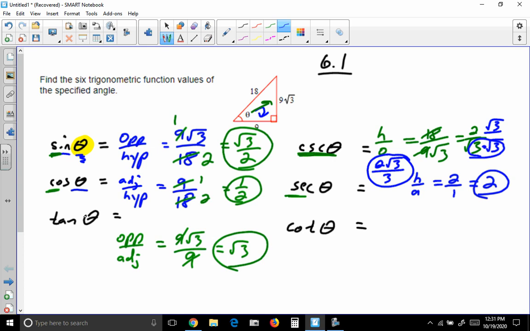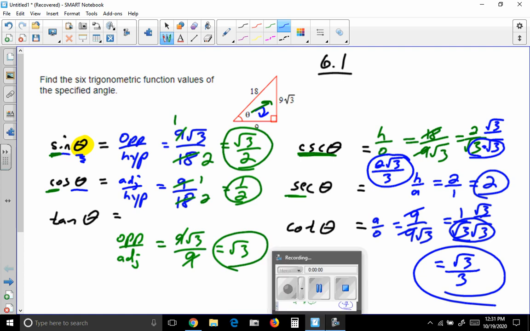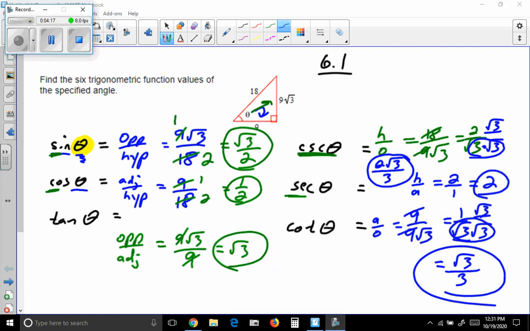Cotangent is the reciprocal of tangent, so that would be adjacent over opposite, which is 9 over 9 roots of 3. If we reduce that, we would get 1 over root 3. And if we rationalize the denominator, multiply top and bottom by root 3, that would give us root 3 over the square root of 9, which is 3. So that would be cotangent of theta. The biggest thing here, or one of the biggest things here, is recognizing the definitions of our ratios.